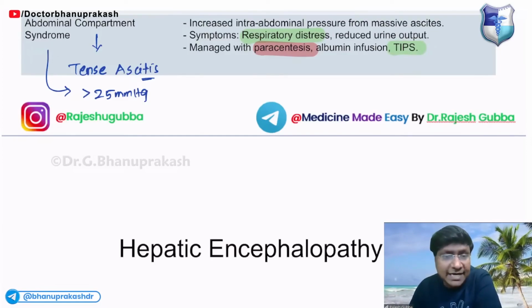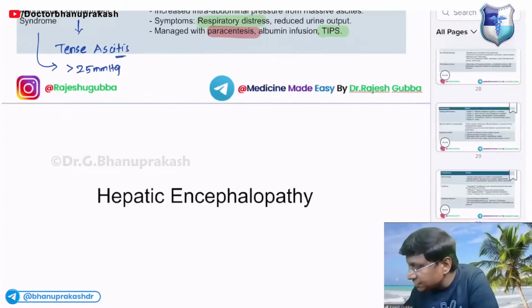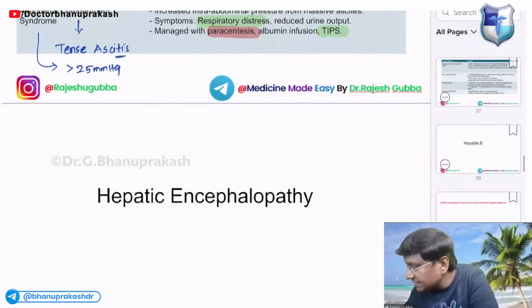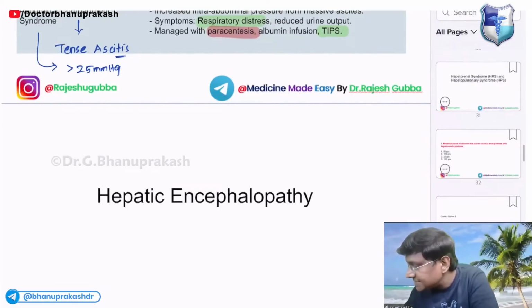Okay, so that was the story related to the complications in case of cirrhosis of liver. Okay, so I will show you one question regarding the complications. Yeah, please answer this.